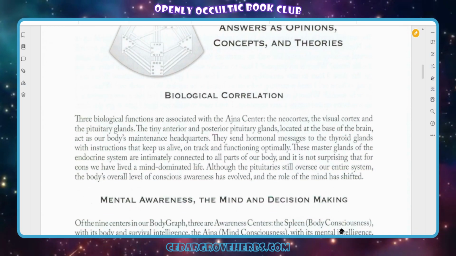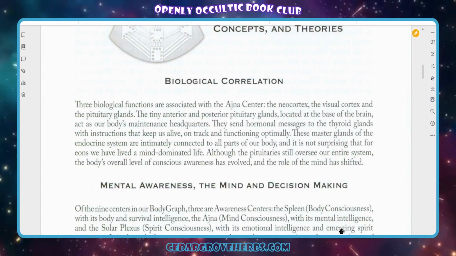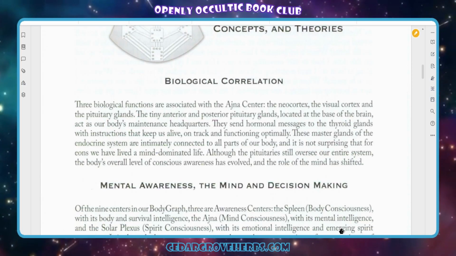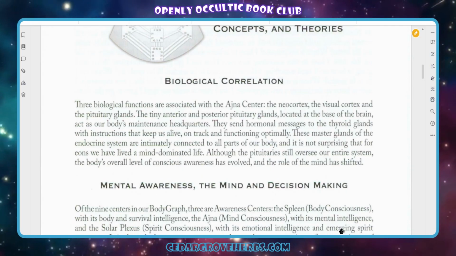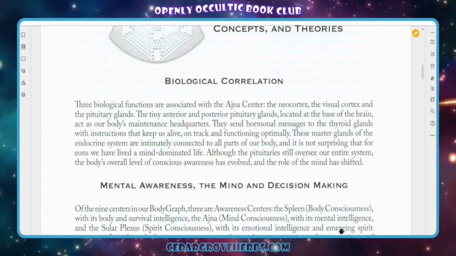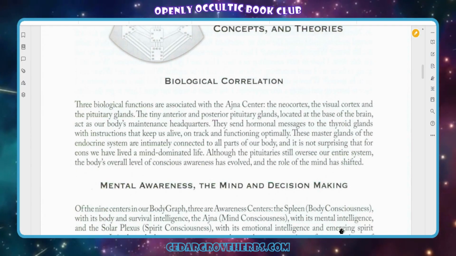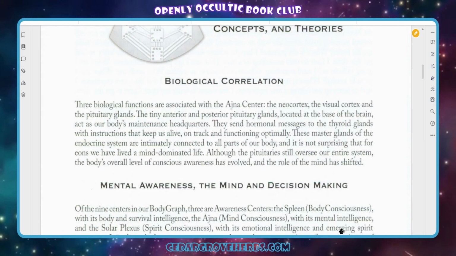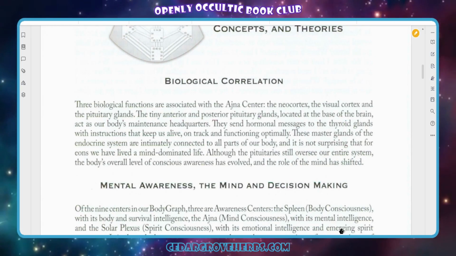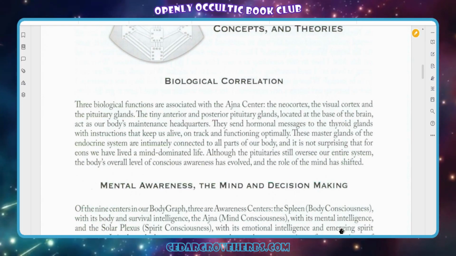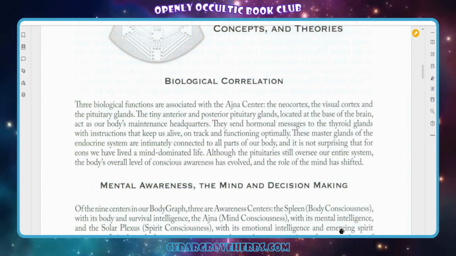The biological correlation. Three biological functions are associated with the Ajna Center: the neocortex, the visual cortex, and the pituitary glands. The tiny anterior and posterior pituitary glands, located at the base of the brain, act as our body's maintenance headquarters. They send hormonal messages to the thyroid glands with instructions that keep us alive, on track, and functioning optimally. These master glands of the endocrine system are intimately connected to all parts of our body, and it's not surprising that for eons we have lived a mind dominated life. Although the pituitaries still oversee our entire system, the body's overall level of conscious awareness has evolved, and the role of the mind has shifted.